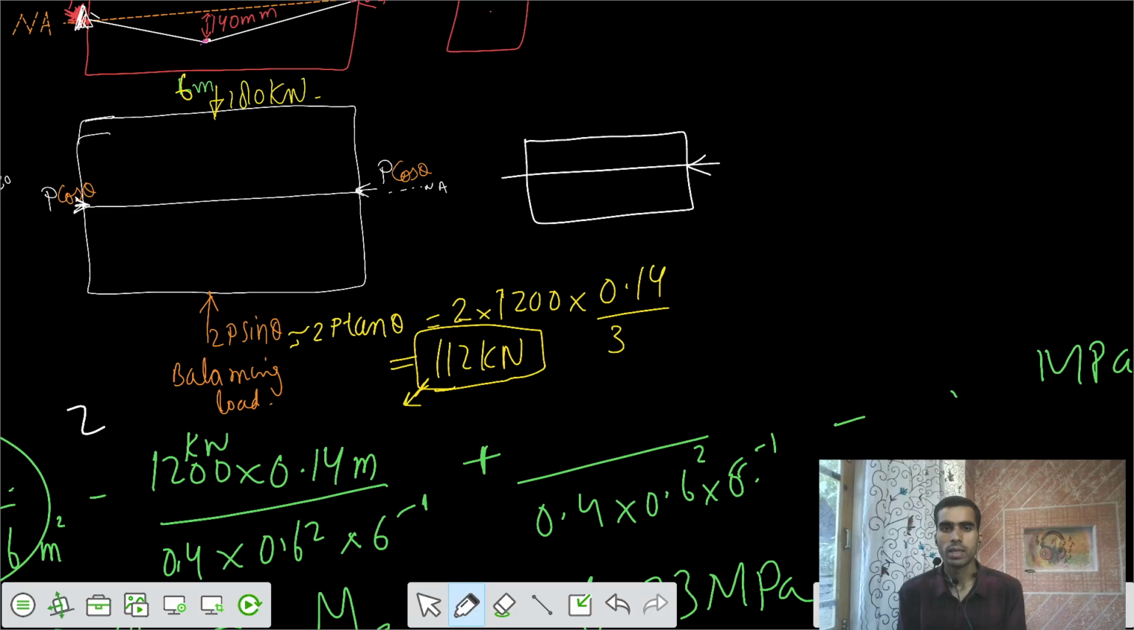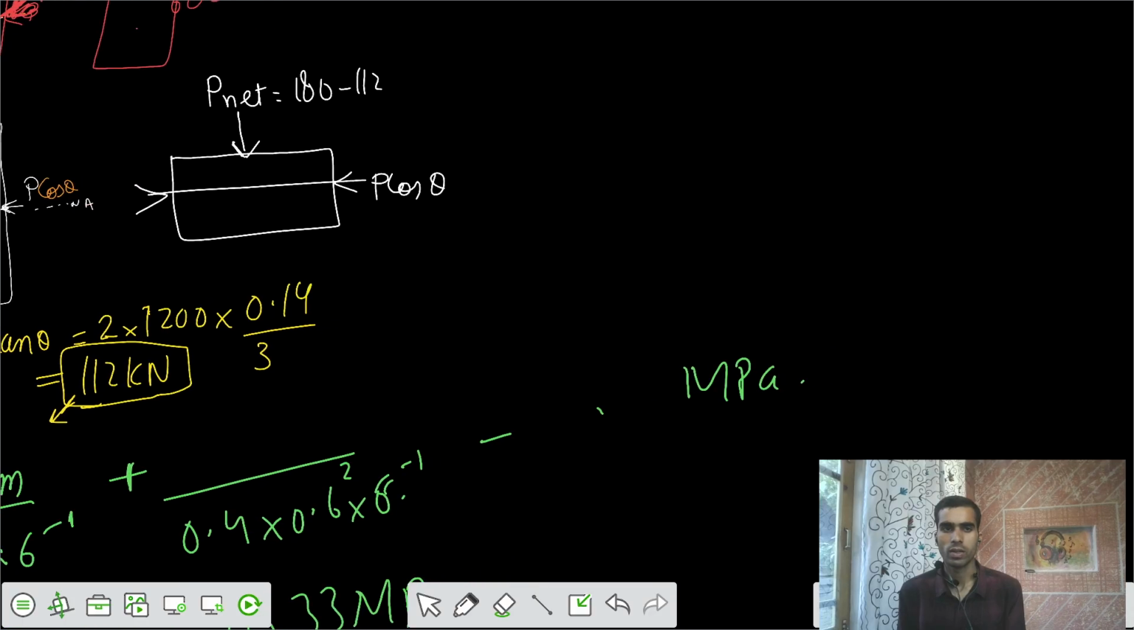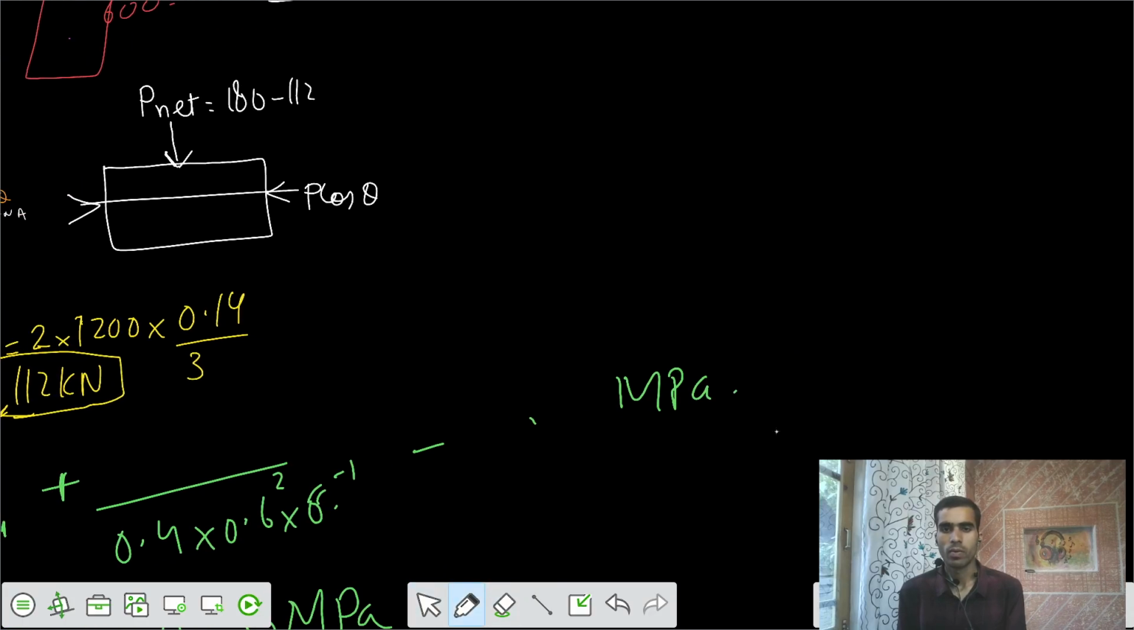and some load is acting, a horizontal load of P cos theta along the neutral axis, and there's some P net downwards. The net value of P net downwards equals 180 minus 112. So now we can solve this one.